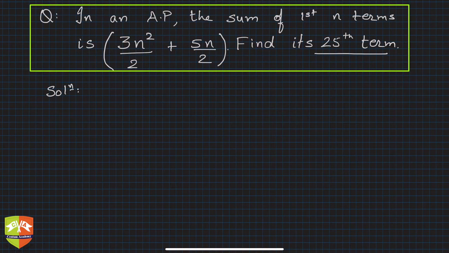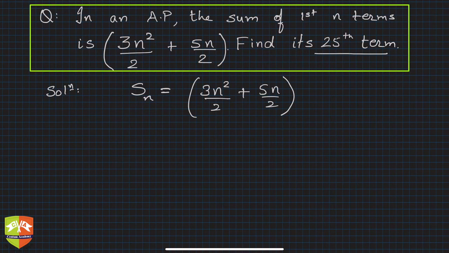What is given? Sn, the sum of first n terms as a function of n, is given: 3n square upon 2 plus 5n upon 2. Correct? And we have to find out A25.